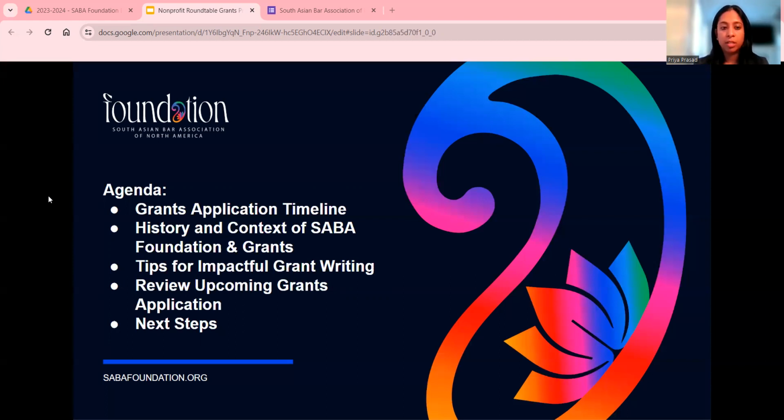But with that, we wanted to also share a little bit of the history of the foundation and the grants process. Ritu alluded to some of the foundation's goals and objectives, but we'll talk more specifically about the grants. The bulk of the presentation will get into the grant itself, so we'll share some tips for impactful grant writing based on quote unquote successful applications that we've seen in the past. And we have our application ready to go live.